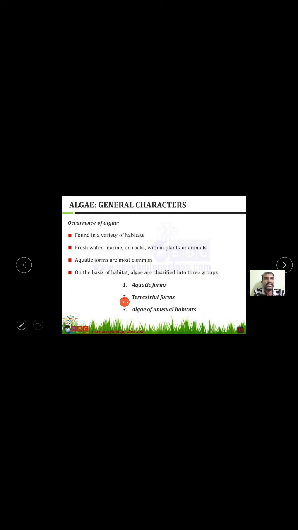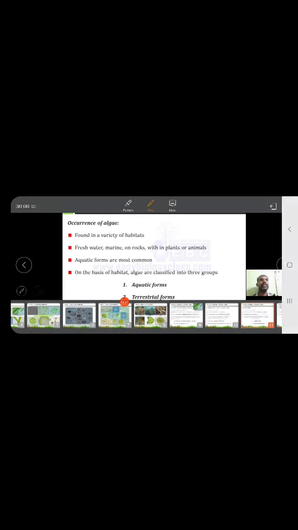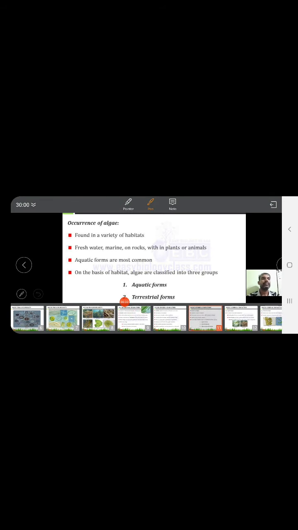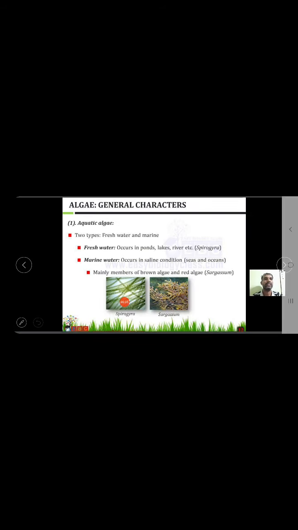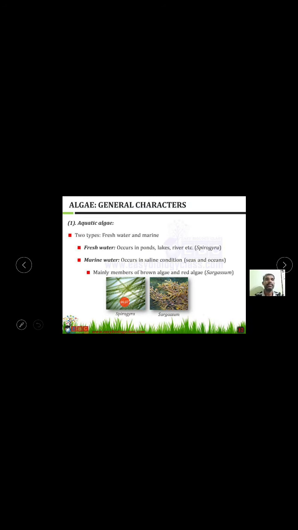Next, on the basis of habit, algae are classified into mainly three groups: aquatic forms, which grow in a particular water condition; terrestrial forms, which grow in a particular soil condition; and algae with unusual habits. Unusual means growing on rocks, on plants, stems and leaves, and so on. These are the common characters.